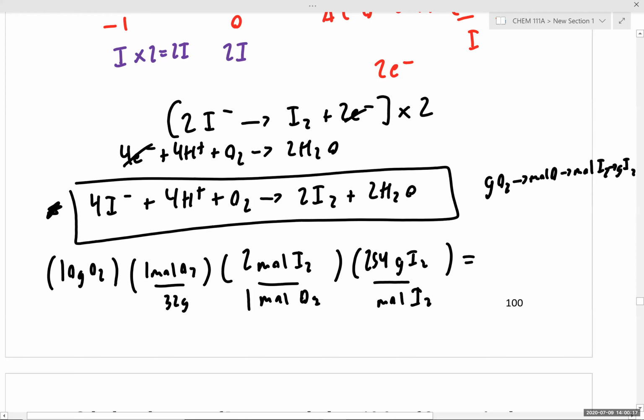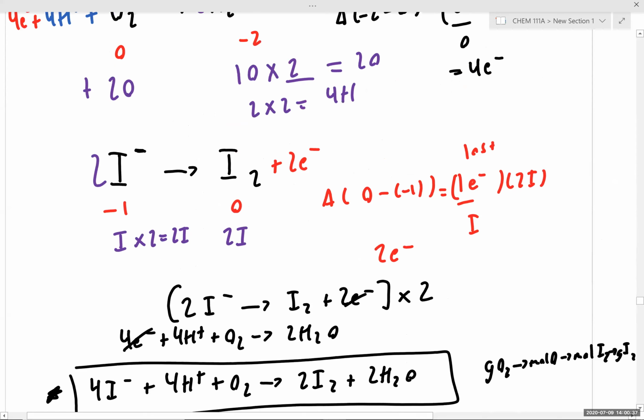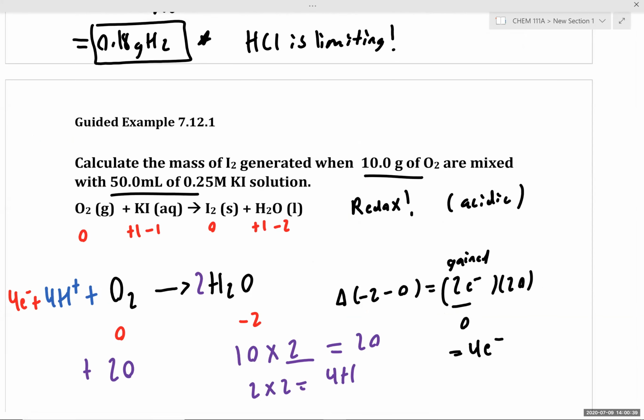Okay, so let's punch this into our calculator. We have 10 over 32 times 2 times 254, which gives us 159 grams of iodine. Whew, that's a lot. Okay. Well, let's look at our other case. I'm pretty sure oxygen's in excess.